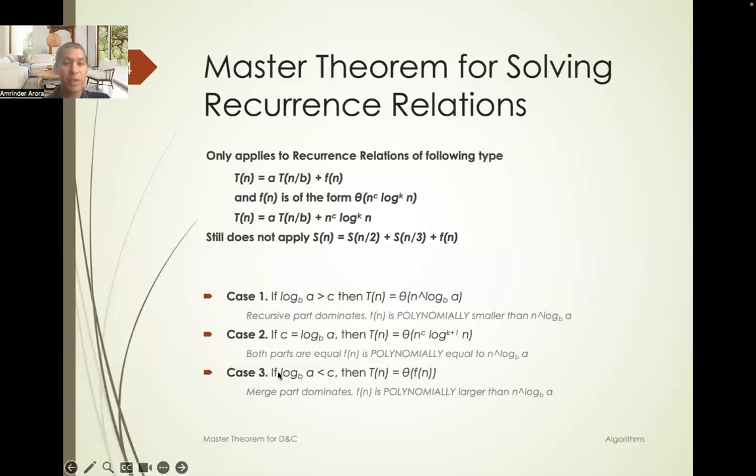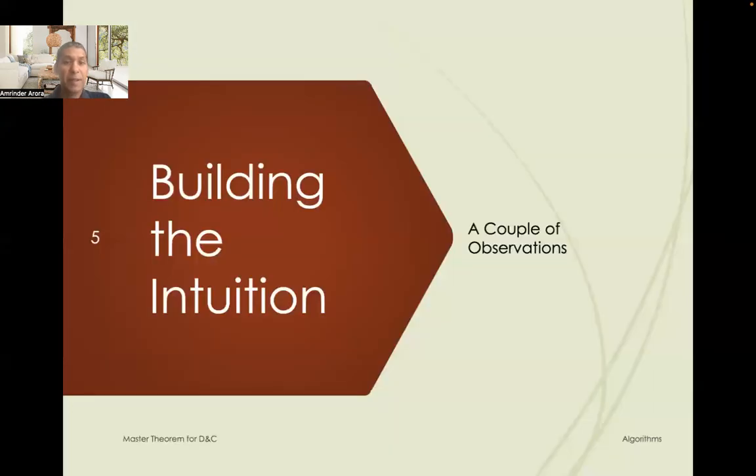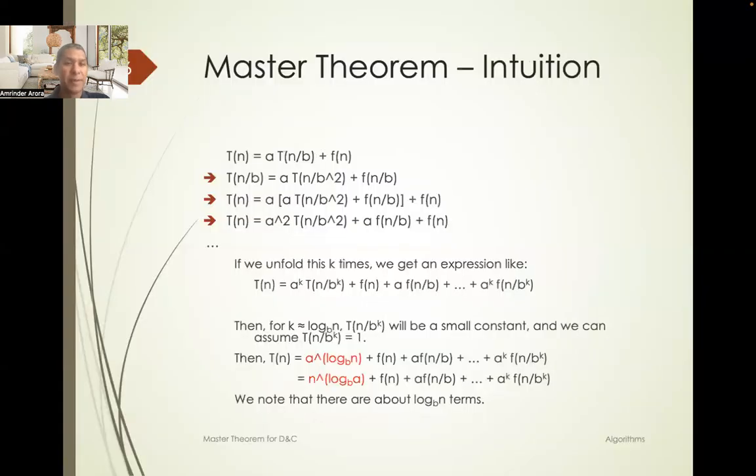So for case 1, case 2, case 3, you're still comparing the same exact thing that you're doing in the previous version there, okay? So what's the intuition of master theorem? We won't prove it, but let's make a couple of observations here.